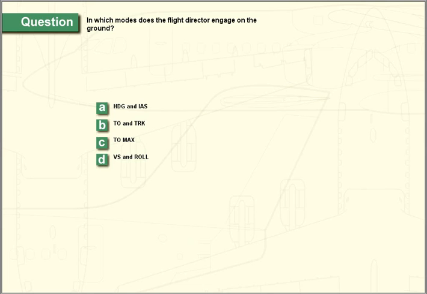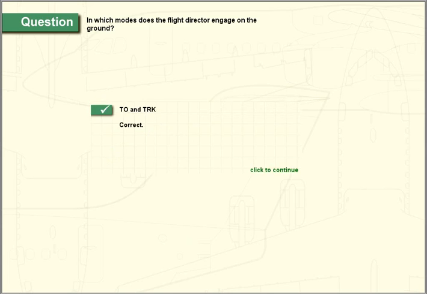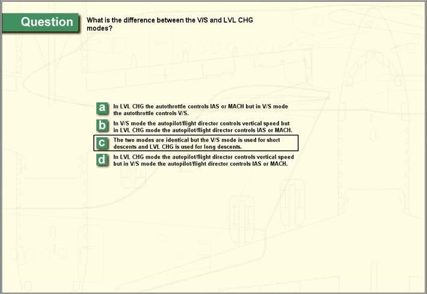In which modes does the flight director engage on the ground? What is the difference between the vertical speed and level change modes?